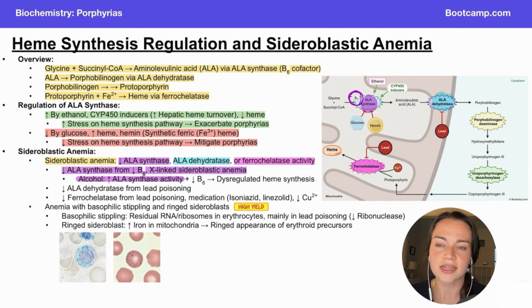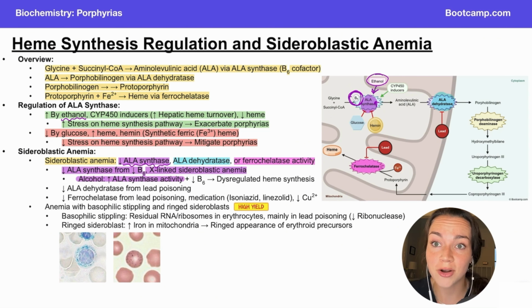And this, if you take a second to think about it, should be very confusing to you, because I just finished telling you in the last section that ethanol upregulates and increases ALA synthase activity. And now 5 seconds later, here I am telling you that it can cause a sideroblastic anemia, which is caused by a decrease in ALA synthase. Both of those things are true, even though they are at odds with each other.